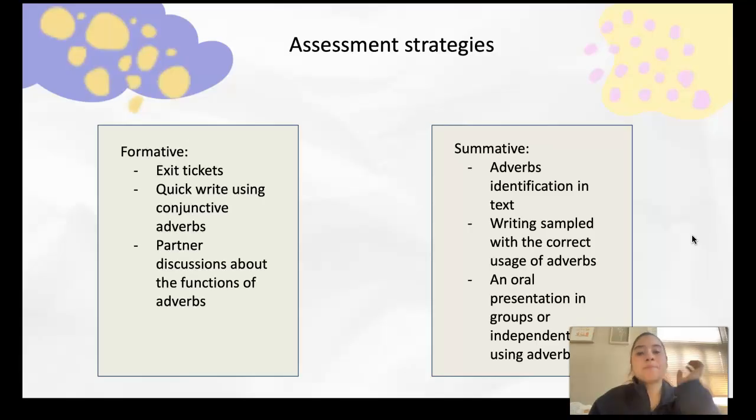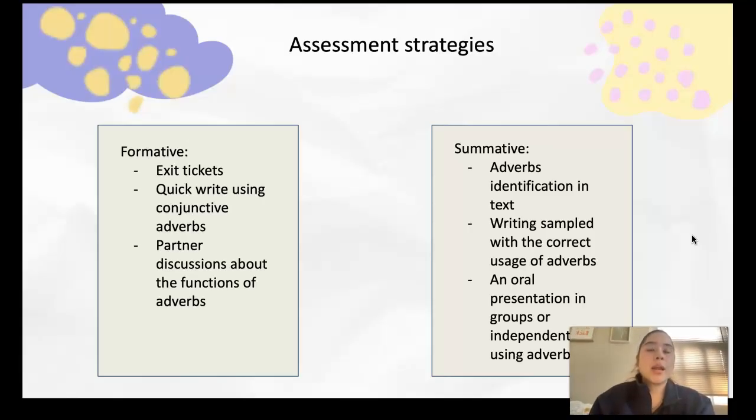For summative assessment will be adverb identification in text, where you give them a text and they identify the adverb. They could circle the adverb or explain what the adverb is, and maybe use a different adverb to say the same thing. Another one will be a writing sample with the correct usage of adverbs. And the other one is an oral presentation in groups or independently using adverbs, where they explain an adverb or use adverbs. It could be in groups to make it more of a tier 2 example, or independently where they show a word or explain something about an adverb.